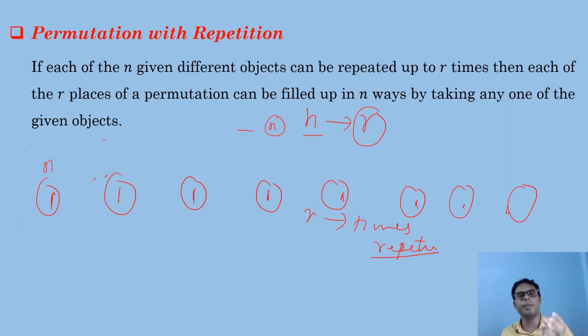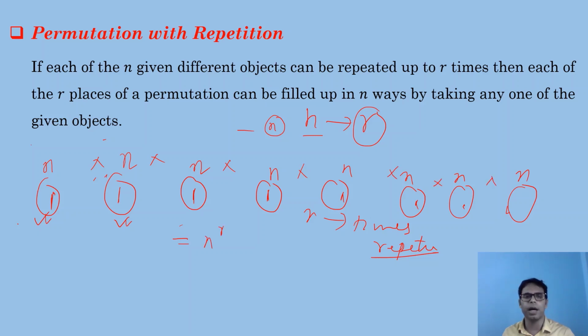And since the objects can be repeated, the object used in this place can be reused in the second place also. That means the second place can also be filled in n number of ways. Similarly, the objects used in the first and second place can be repeated in the third place also. The number of objects will not decrease this time. Again you have n objects, so in n ways you can fill the third place also. In the similar way, all the places you can fill in n number of ways, and there are r places, so it is equal to n into n into n, r times. So this is equal to n to the power r only.